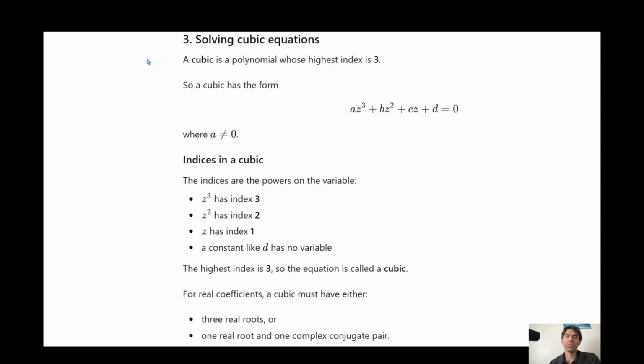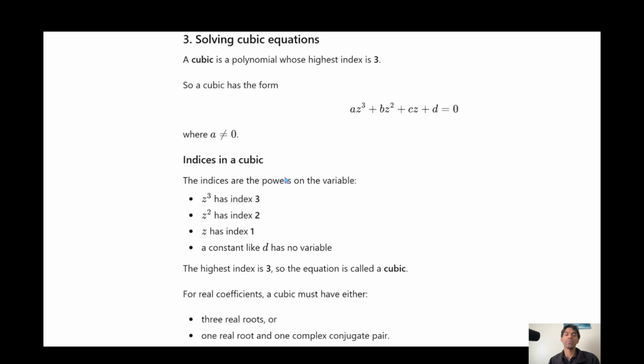So now moving on to solving cubic equations. A cubic is a polynomial whose highest index is 3. So a cubic has the form a multiplied by z to the power of 3 plus b multiplied by z to the power of 2 plus c multiplied by z plus d is equal to 0, where a is not equal to 0.